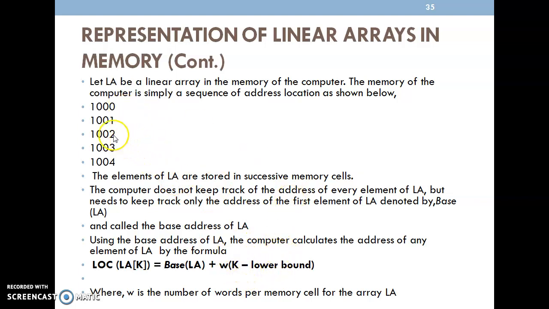Then k will be the element which I'm going to get, that is 1 2 3, 3. 3 minus 1, then into the number of words per memory cell. If I have taken 2, then it is 2. If I have taken 4, that time it becomes 4. So in total it will give the increasing value of the next one. Each time the memory gets shifted from one block to another block sequentially.